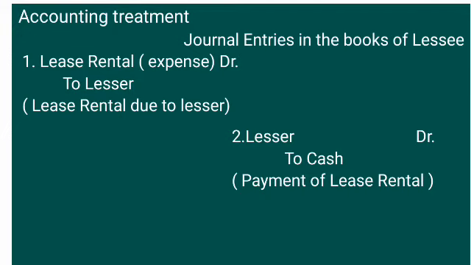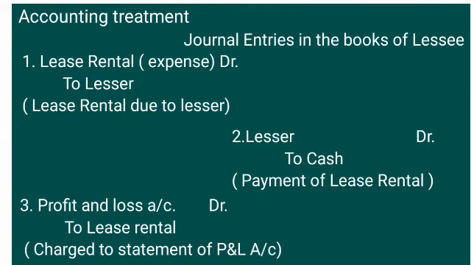And the third one: profit and loss account debit to lease rental. The rental amount charged is transferred to the statement of profit and loss account. We know that in an operating lease the payment for the asset is treated as an expense, so here we are transferring the amount of each payment to the statement of profit and loss account.